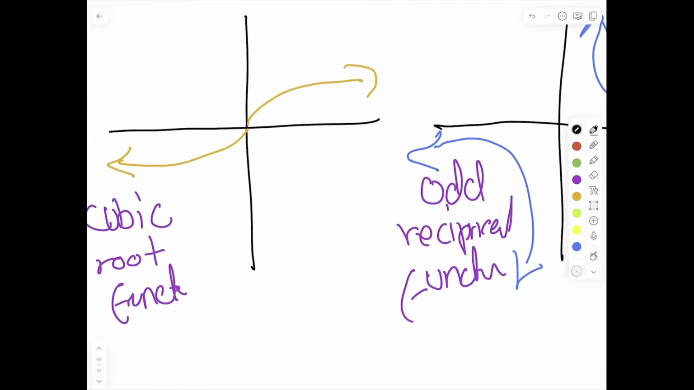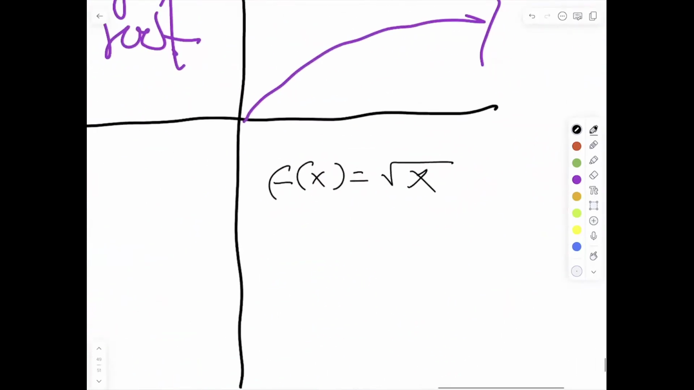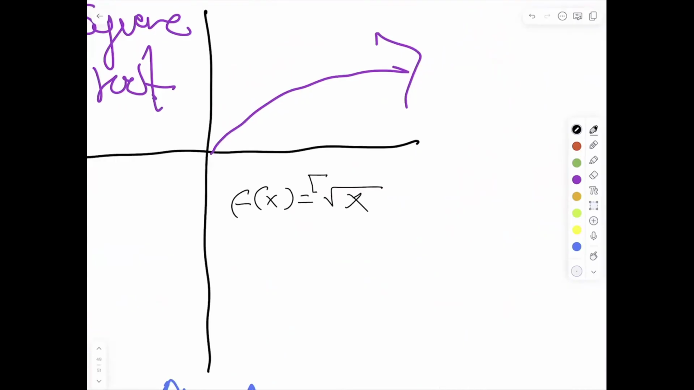Cubic root function. I call this the freestyle swimmer, you know, freestyle. So that's f of x is equal to the cubic root. You see there's a 3 here? You see the difference between the cubic root and the square root? There's nothing here, right? But there's a number there that's invisible too.